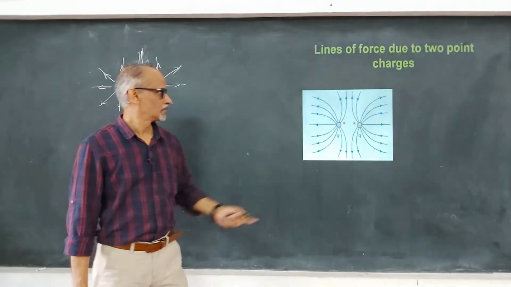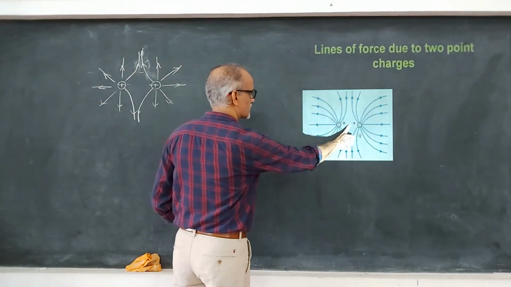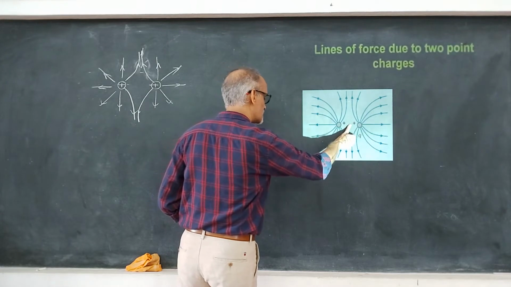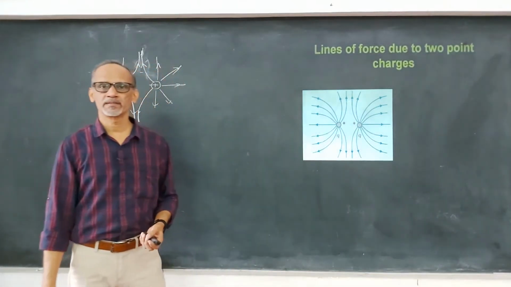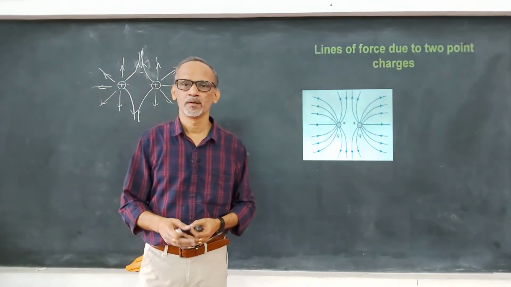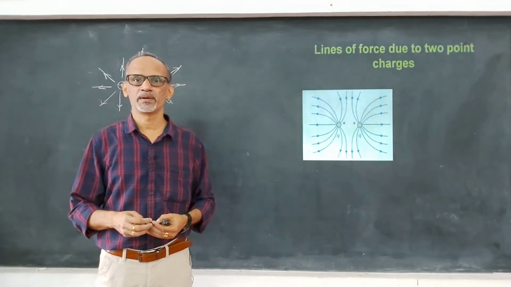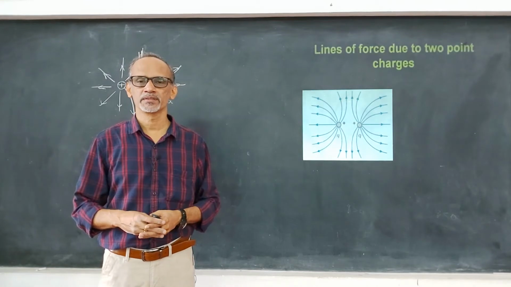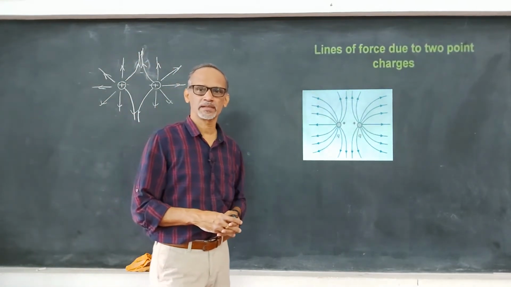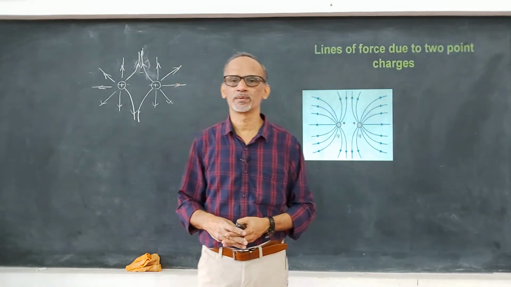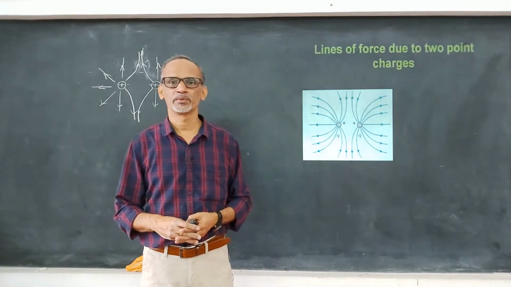Okay. So this indicates, you can see here there are no lines of force. Why is there no line of force here? Because that is a region of zero electric field, and we call such a point a null point or electric neutral point. What is an electric neutral point? A point where the resultant electric field is zero is called an electric neutral point.